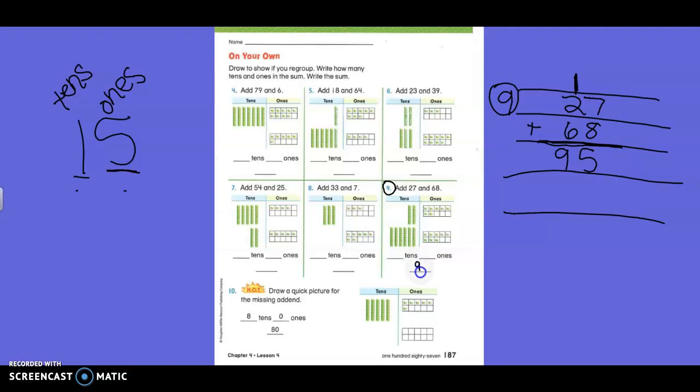So what is our answer? 95. Okay, so this is what I want you to do on your worksheet page. You write 95, and then how many 10s is 95? 9. And how many 1s is 95? 5. Okay? So that's what I want you to do. Everybody understand? Okay, you and your partner are going to do share and show, and then you're doing on your own by yourself.